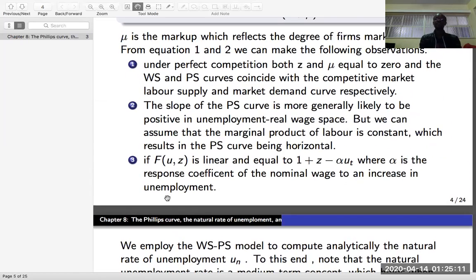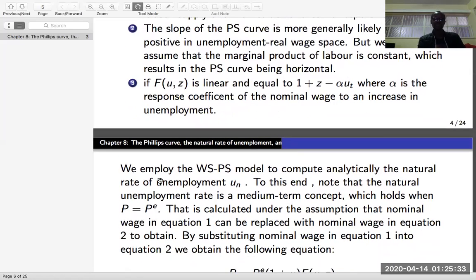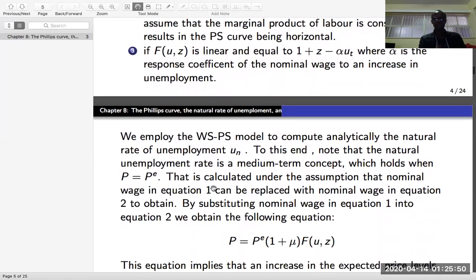Now, for simplicity, we set the relationship between unemployment and the function F(u, z) to be linear, where alpha is the response coefficient of the wage to an increase in unemployment. We employ wage setting and price setting models to compute analytically the natural rate of unemployment. To this end, note that the natural rate of unemployment is a medium-term concept, which holds when current price is equal to expected prices. That is calculated under the assumption that nominal wages in equation 1 can be replaced with nominal wages in equation 2 to obtain the following equation.